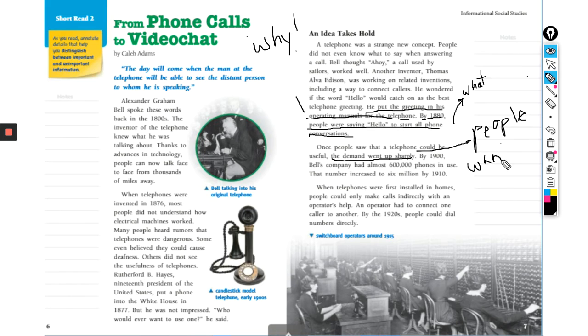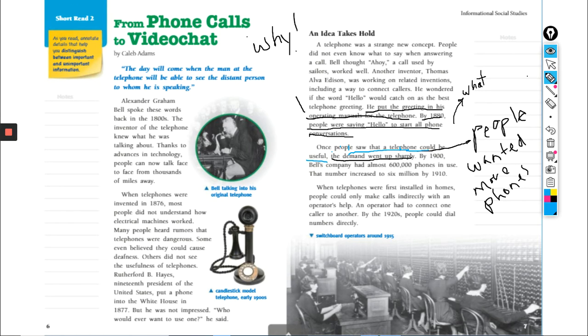People wanted more phones. Okay, so that was our what? People wanted more phones. Why do people want more phones? Does it say in this sentence? Yeah, let's see. It says, once people saw a telephone could be useful. So that means that millions of people wanted a telephone because they saw that it was useful. It had a purpose. They were doing something great.